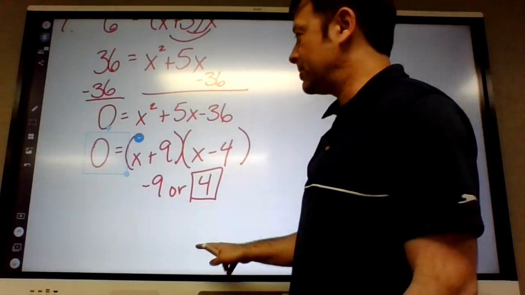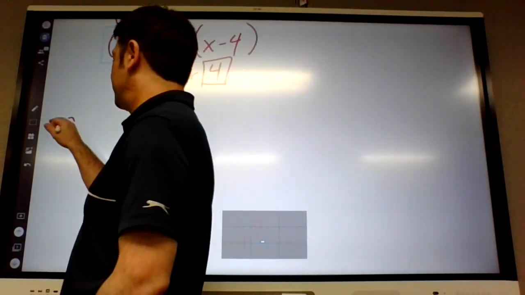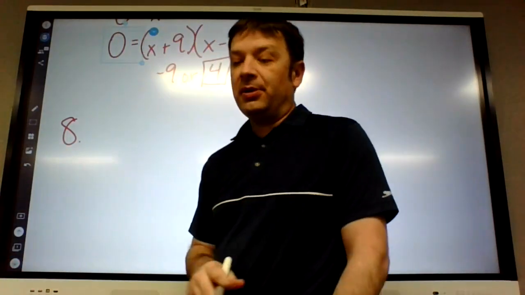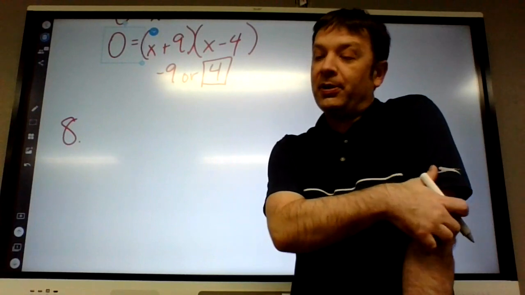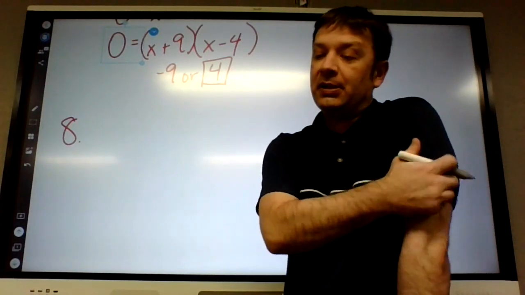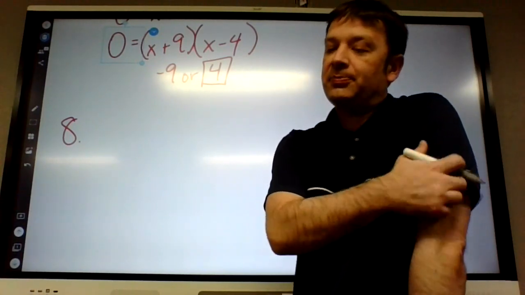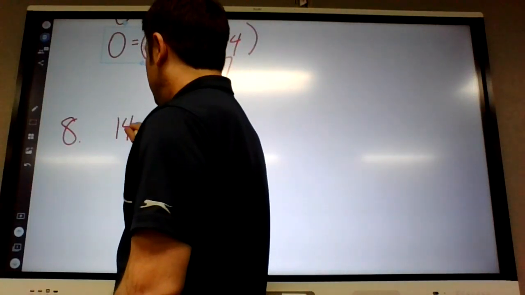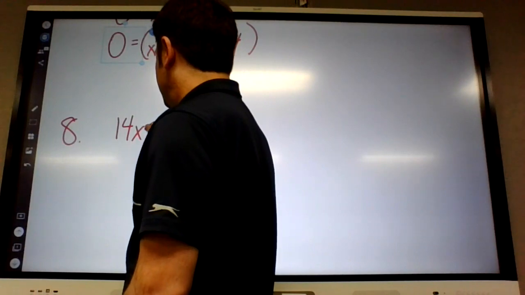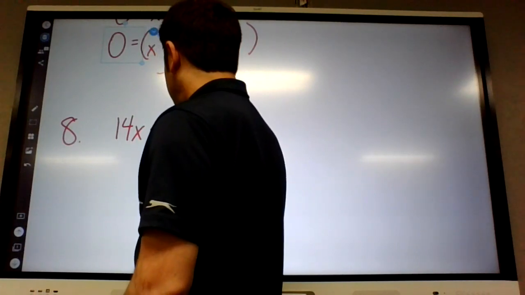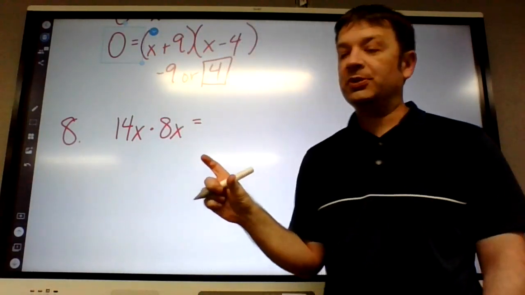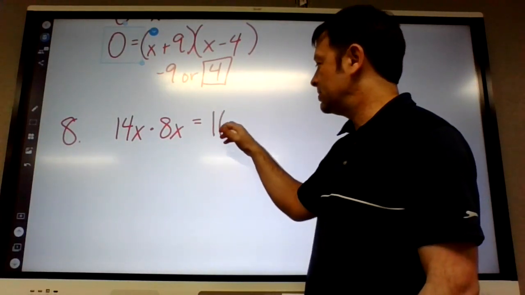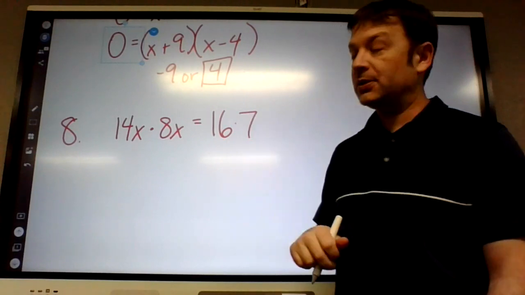Okay, let's take a look at 8 because it's kind of similar, but it's kind of not. On number 8, on the top part, what would the whole thing be? 6x plus 8x, which is 14x. And then the outside part is 8x. And on the bottom, what's the whole thing? 9 plus 7, 16. And then the outside is 7.